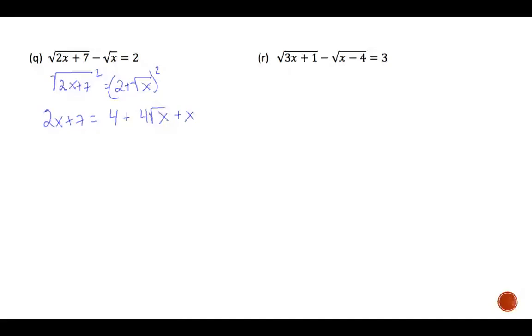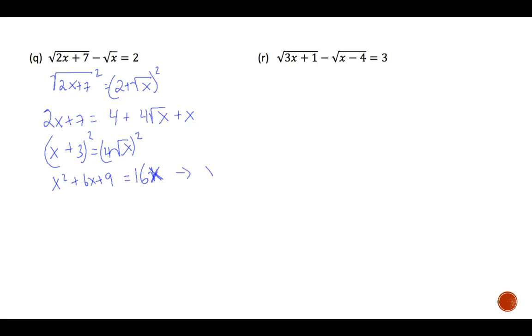Okay, let's isolate this, because what are we going to have to do to get rid of it? Square it. So minus 4 and minus x. So I'm going to have x, right? 2x minus x. 7 minus 4 is plus 3 equals 4 root x. And I'm going to go ahead and square both sides again. X squared plus 6x plus 9 equals, careful here, right? What is that when you square it? 16x. And I'll go ahead and subtract that.